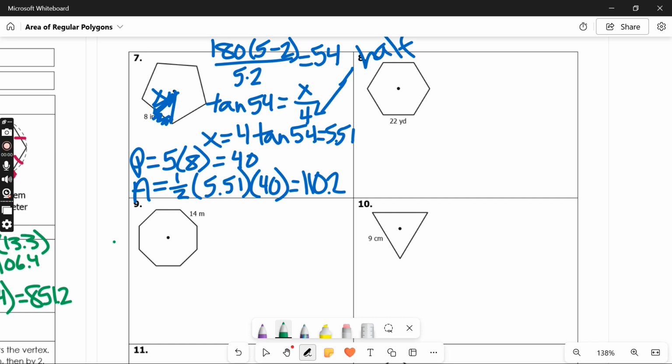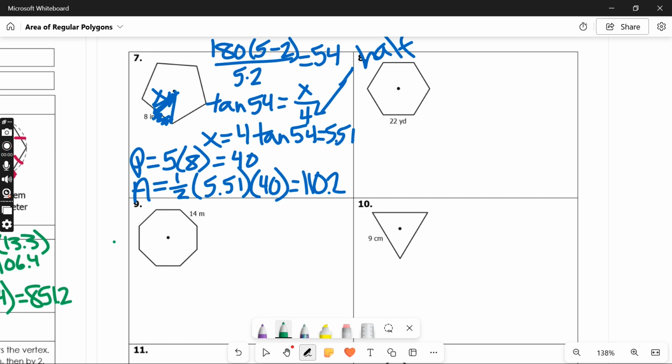Okay, so we have the side and we're looking for the apothem. We're going to do angle, tangent. This time we're multiplying by tangent, perimeter, area. You can write those steps down if it helps you. We're doing the angle, tangent, multiplying by tangent, perimeter, area.